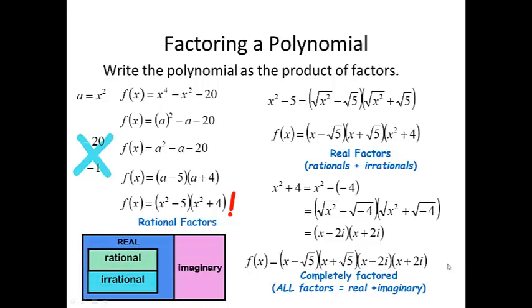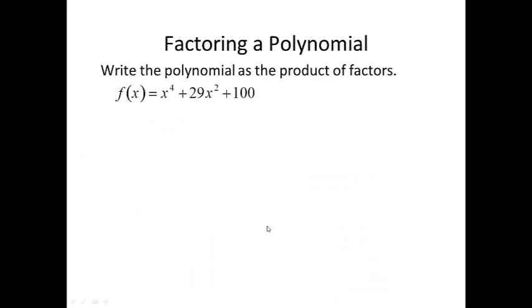Let's go through one more example. I just want to show you this graphic of what we did earlier in the same color scheme. The imaginaries are separated from the reals, and the reals include all the rationals and the irrationals. One more. Write the polynomial as a product of factors.